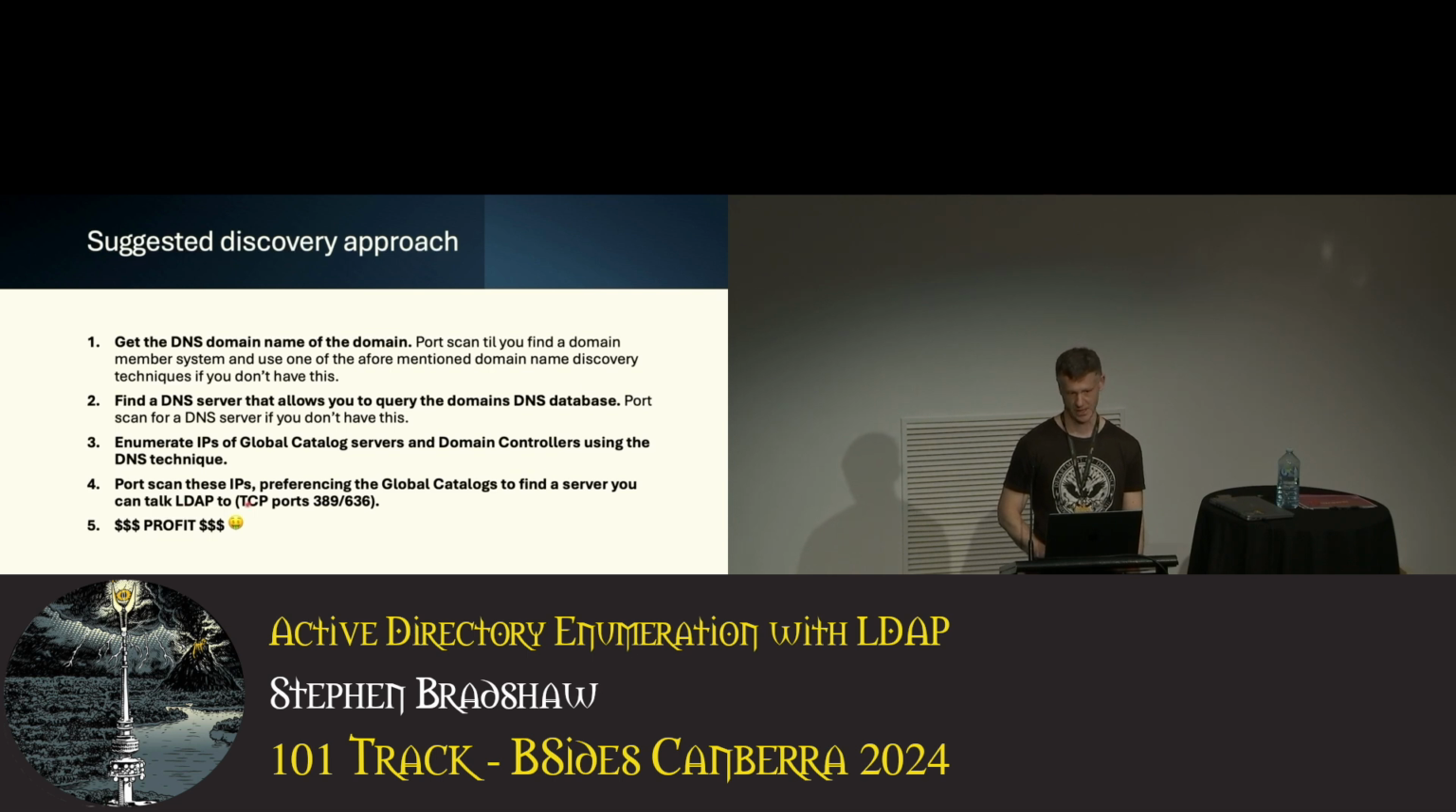Finally, port scan all those IP addresses with a preference for the global catalog servers to confirm that you can actually talk to them. So just because you can see them in DNS enumeration, you can get the IP addresses, does not mean you'll be able to talk to them from wherever you are on the network. And the specific ports you want to be able to talk to are generally 389 or 636 for LDAP.